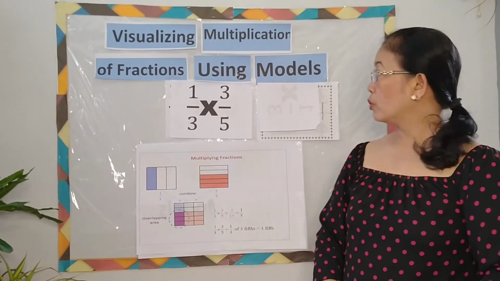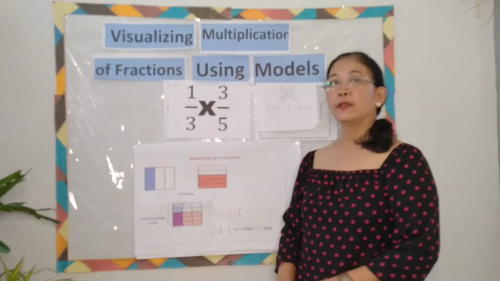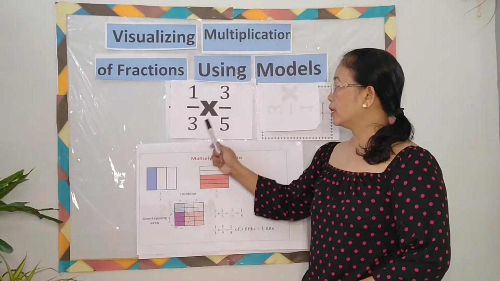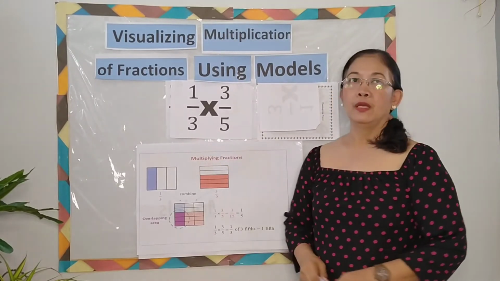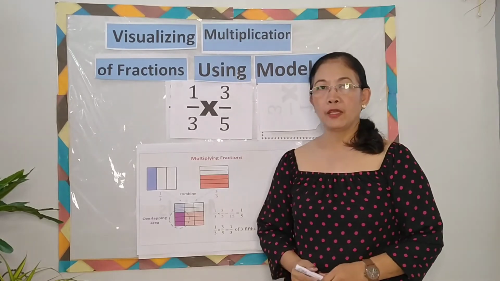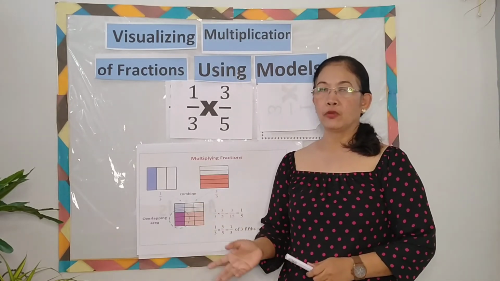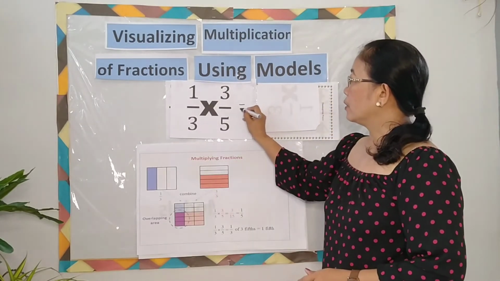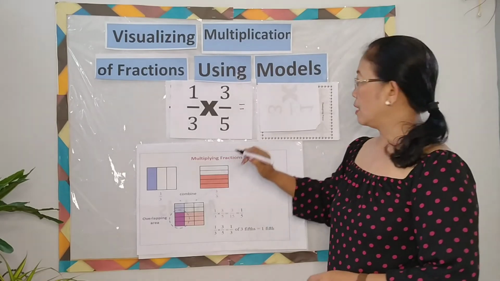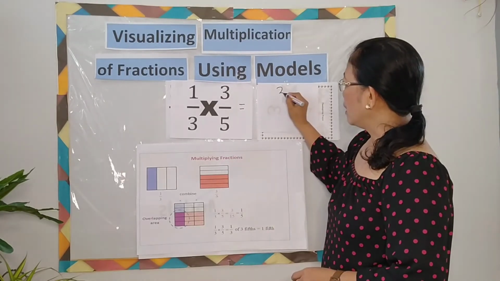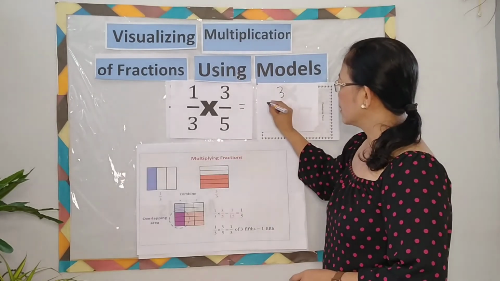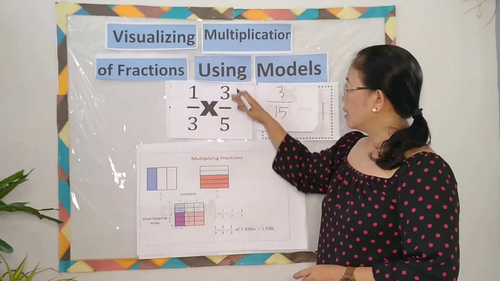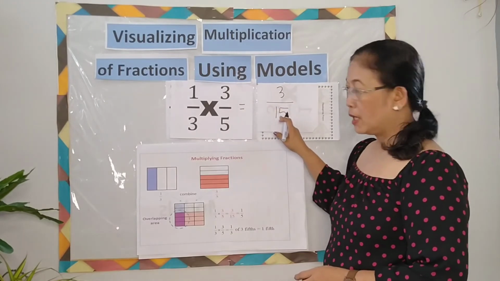This time, I will show you multiplication of a fraction by another fraction. Example of this is 1/3 times 3/5. The rule says you multiply numerator by numerator and denominator by denominator. If you multiply 1 times 3, it will give you a result of 3. And 3 times 5 is equal to 15. So 1/3 times 3/5 is equal to 3 over 15.